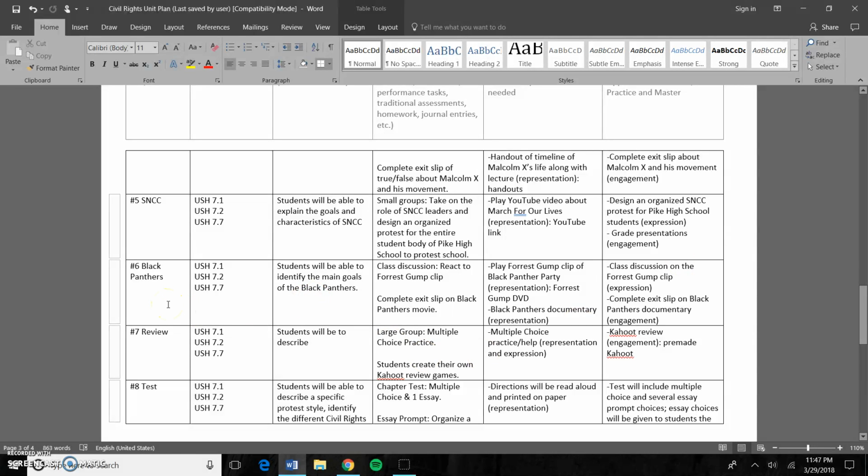The next lesson will be the Black Panther Party. Students will be able to identify the main goals of the Black Panthers. We'll play a couple of videos; this class will be mostly documentaries. I think they really show the visual image of the Black Panther Party. That's really key in understanding them, because they're very controversial and very difficult to understand.